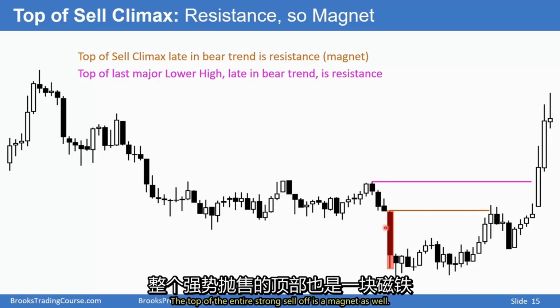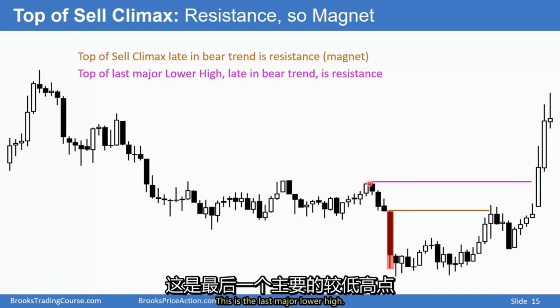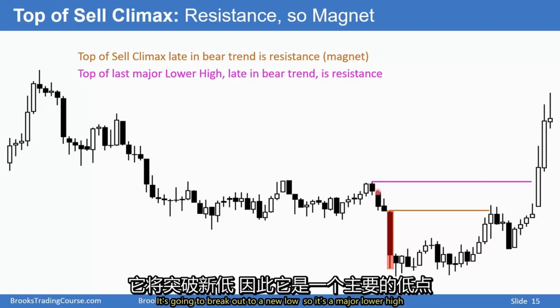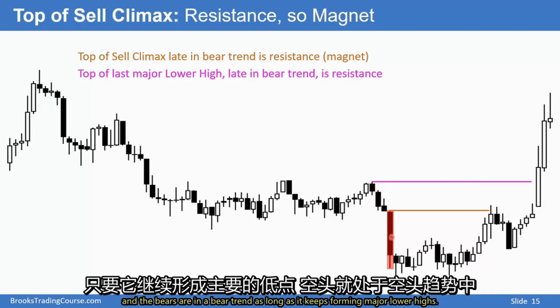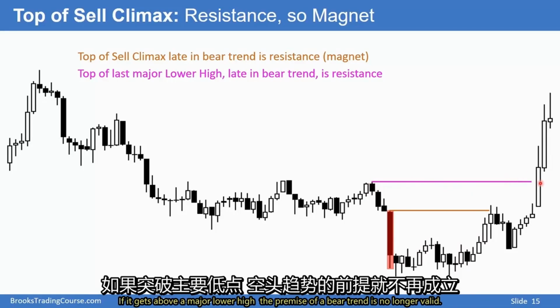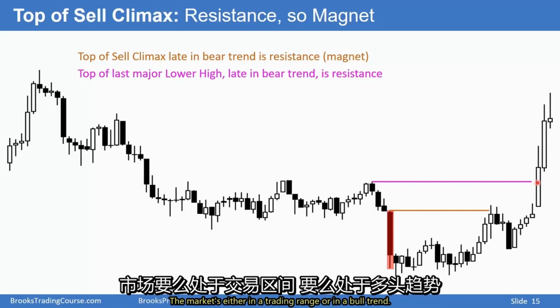The top of the entire strong sell-off is a magnet as well. This is the last major lower high. Strong breakout to a new low, so it's a major lower high. And the bears are in a bear trend as long as it keeps forming major lower highs. If it gets above a major lower high, the premise of a bear trend is no longer valid. The market's either in a trading range or in a bull trend.